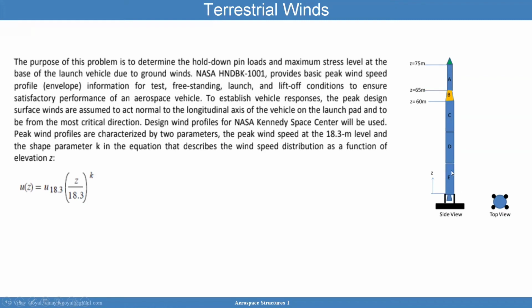Normally, what you will use is NASA Handbook 1001, and that handbook provides basic peak wind speed profile information for test, freestanding, launch, and liftoff conditions to ensure that you have a good performance of this aerospace vehicle when it lifts off. To establish the vehicle responses, the peak design surface winds are assumed to act normal. So if I have winds coming in, I'm going to assume that the wind is acting against the projected area of the cylinder and is acting in the most critical direction.